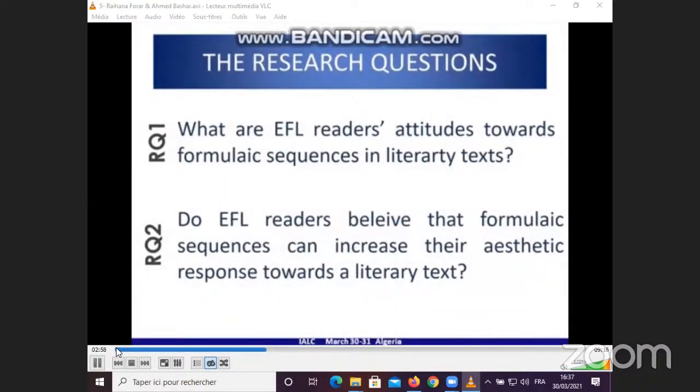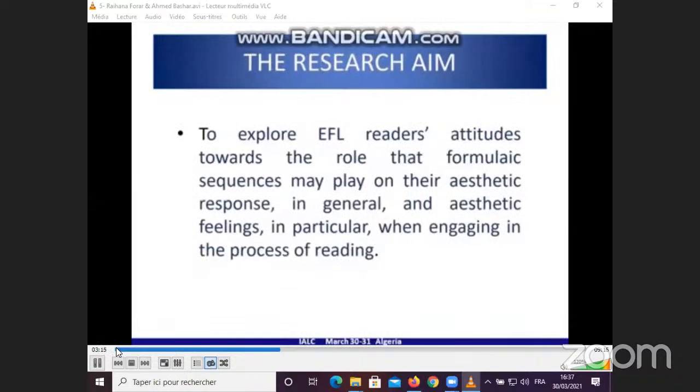The questions that we would like to see answered are the following. What are EFL readers' attitudes towards formulaic sequences in literary texts? Do EFL readers believe that formulaic sequences can increase their aesthetic response towards a literary text? For the research aim, we intended to pursue such a study in order to explore EFL readers' attitudes towards the role that formulaic sequences may play in their aesthetic response in general and aesthetic feelings in particular when engaging in the process of reading.